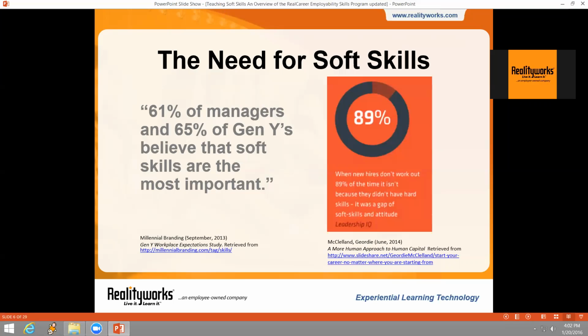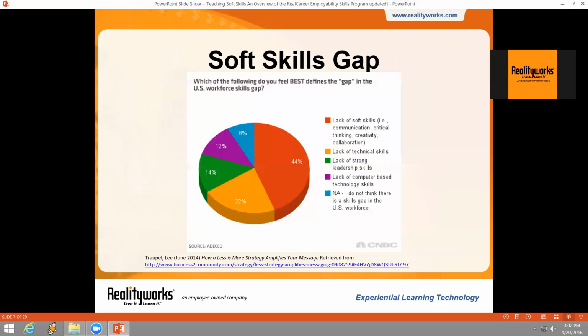Another statistic by Leadership IQ is the fact that 89% of new hires that don't work out, the reason is because of that soft skills gap. According to a poll by CNBC, 44% of employers chose the lack of soft skills as the biggest gap in the U.S. workforce. Now, this is greater than the technical skills gap that we always hear so much about.